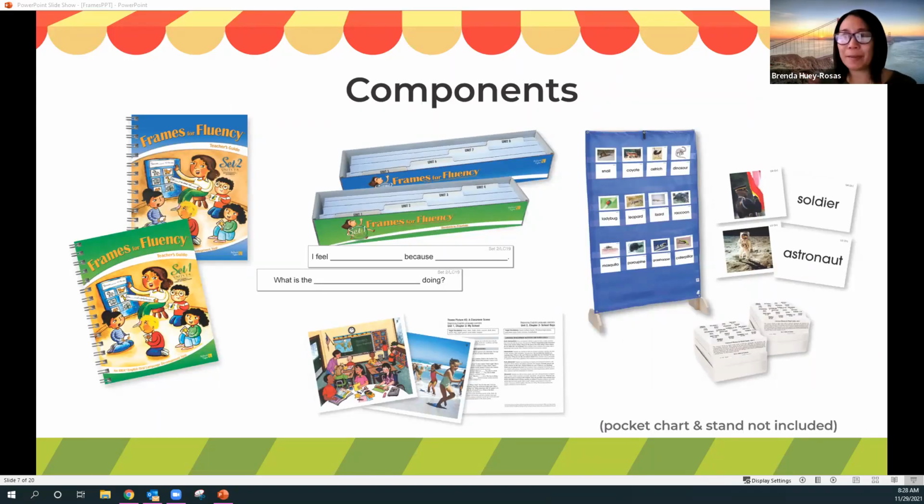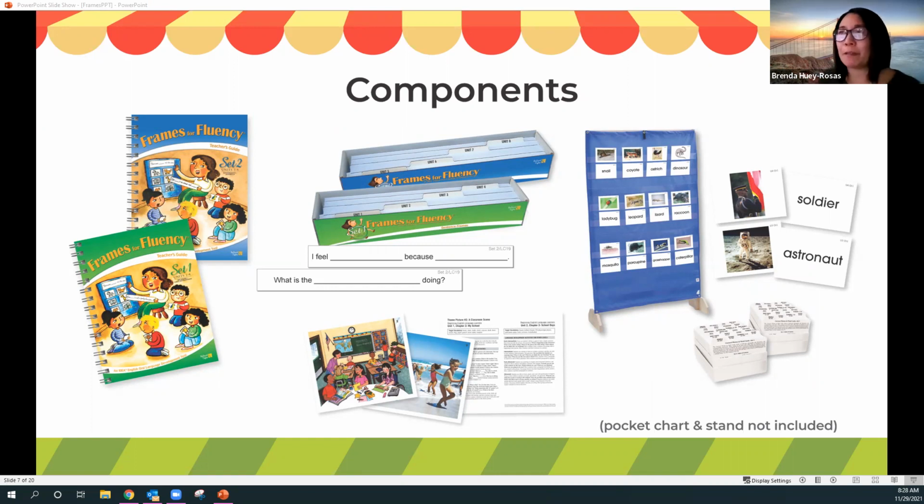Hi, my name is Brenda Huey Rosas, and today I want to talk a little bit about Frames for Fluency and how it can be used in multi-level classrooms. I'm going to be giving you an example from a level 1 at the beginning of Frames for Fluency and show you how it can be used with students of higher levels within the same classroom.